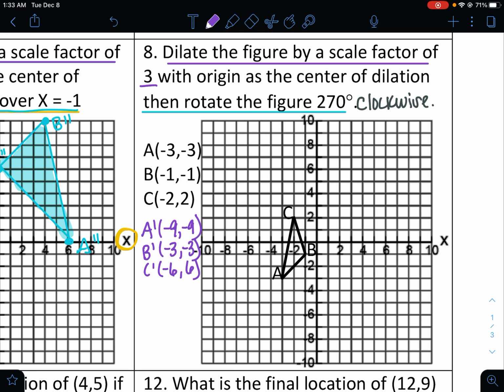All right, so I'm going to go ahead and graph it. Negative 9 would be 9 left, and then down 9. Then we would have negative 3, so left 3, down 3 for B prime, and then C prime was at negative 6, 6. 6 to the left, 6 up. And that's C prime. I'm going to connect the dots as usual. Okay, and so there you go. We stretched the figure. We have dilated the figure.